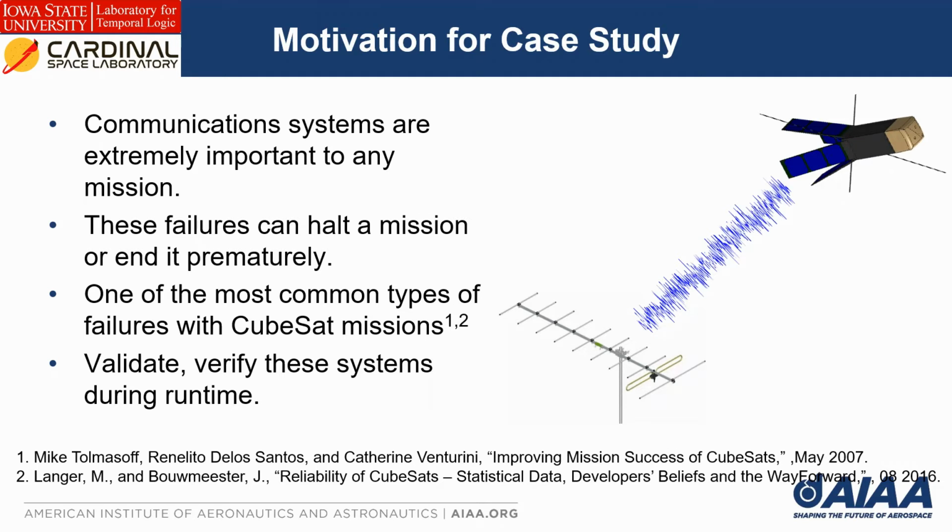CubeSats are miniature satellites, and they still experience many of the issues that large satellites see. The difficulty of launching a working device into space doesn't get any easier by shrinking it down. A communication system is one of the most crucial components for these missions, since it's required in order to transmit telemetry and other information to a ground station. If the communication system fails, that can halt a mission or end it entirely, so communication failures are pretty serious. And it turns out that communication system failures are one of the most common types of failures experienced by CubeSat missions. For this reason, as CubeSats continue to grow in popularity, it's going to be necessary to verify and validate their systems to ensure they perform correctly.